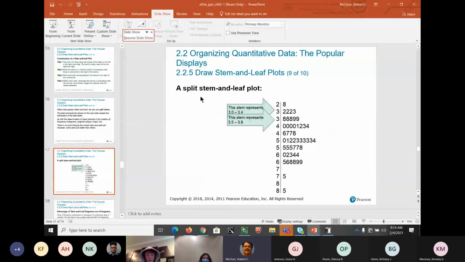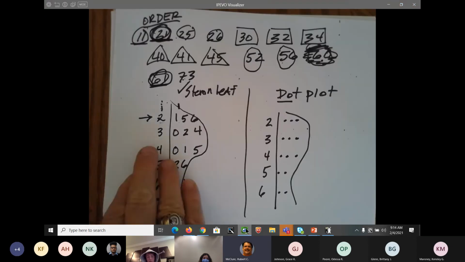I don't use a split stem and leaf, and I don't test you on a split. To me, when you do this, you mess up the whole point of doing a stem and leaf. But I want you to understand what it is, okay? Let me give you an example. Let's take the same example we just did.